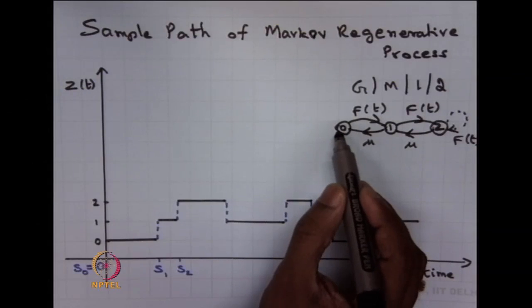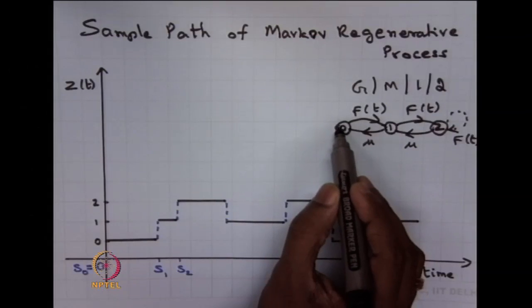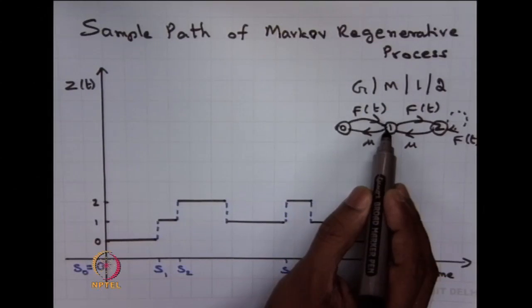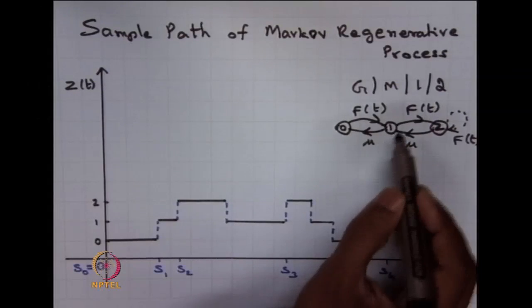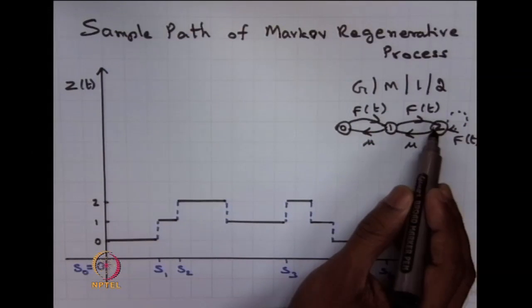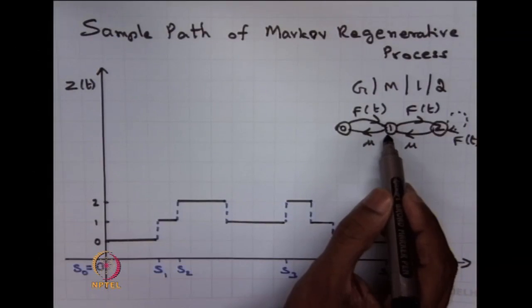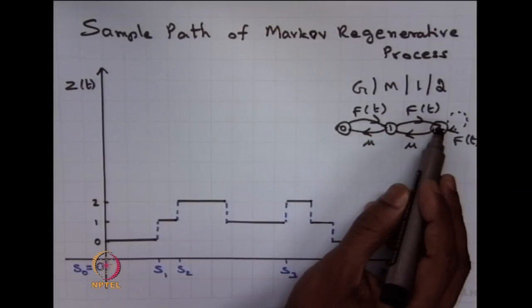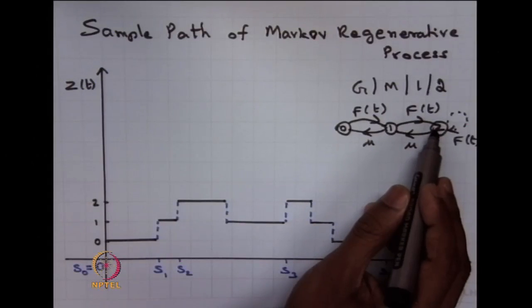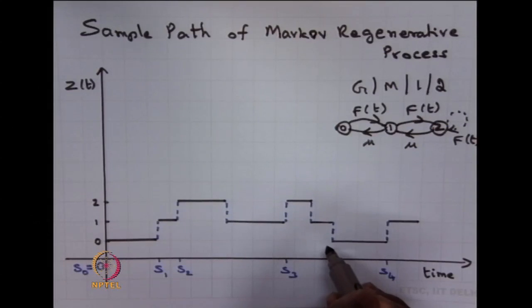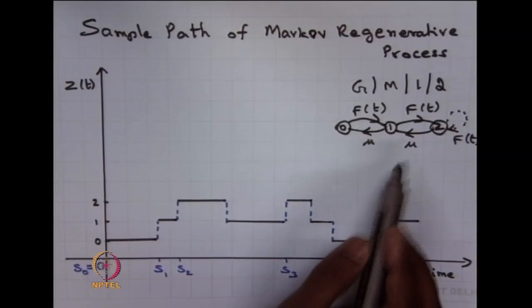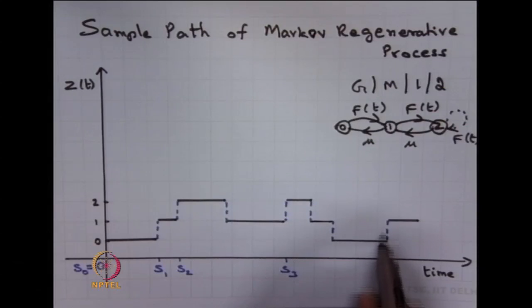That means initially the system state was 0. From state 0, the system moved to state 1 because of f of t. Then one more arrival, therefore system size 2. First customer service completion, system state is 1. Then the third arrival, now the system state is 2. Then the service completion, therefore it goes to 1. One more service completion, therefore the system goes to state 0. Then the arrival S4.